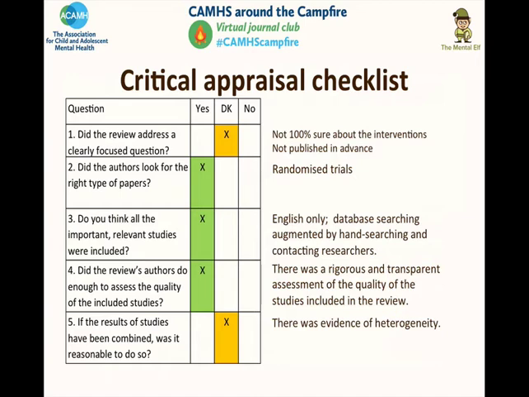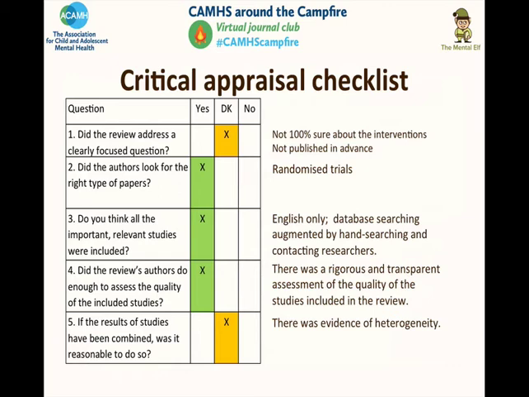So that's why I put this sort of not quite sure about that question at the start of the checklist. But otherwise, we had quite clearly defined patient populations and outcomes. The authors looked for the right type of papers. They looked for randomized trials relevant to the question. They worked quite hard to make sure they found all of the published evidence in the databases that they searched. And as we've seen, they did quite a rigorous assessment of the quality of the evidence that was included.